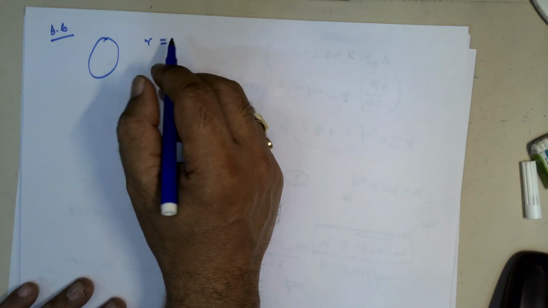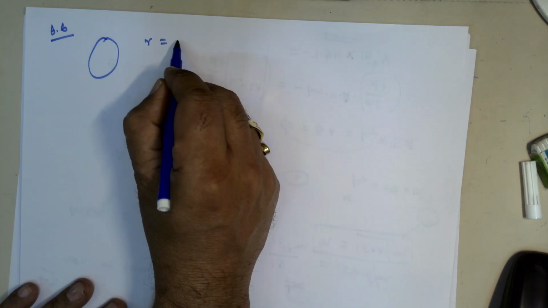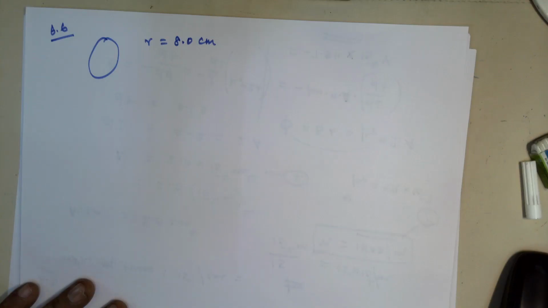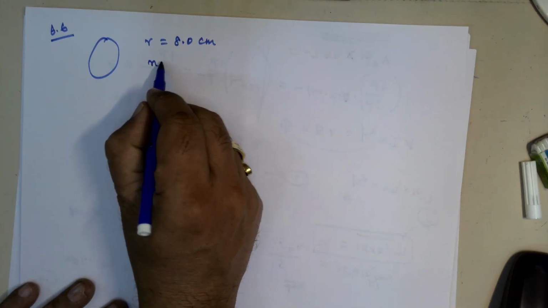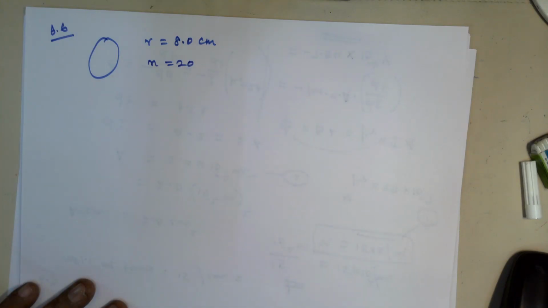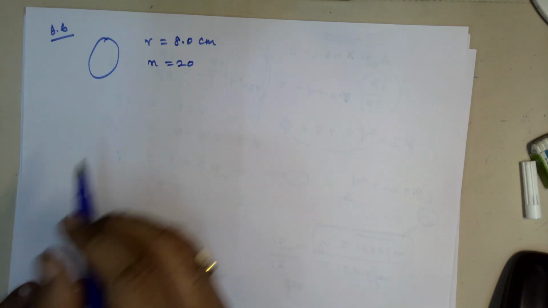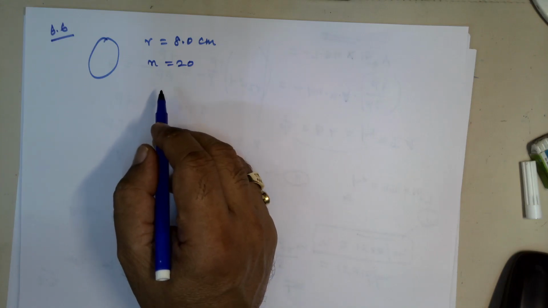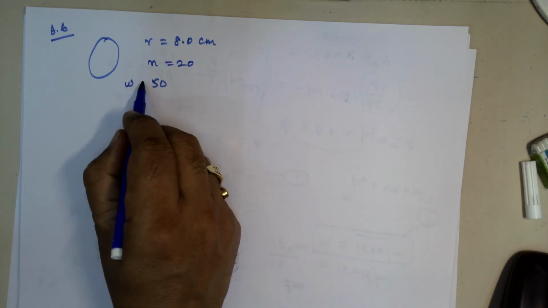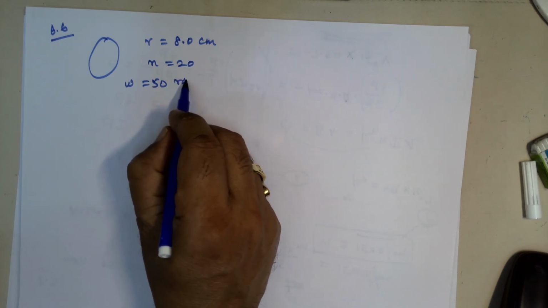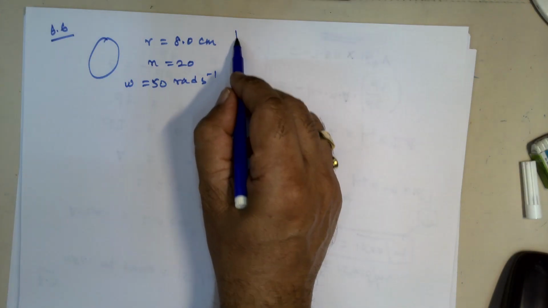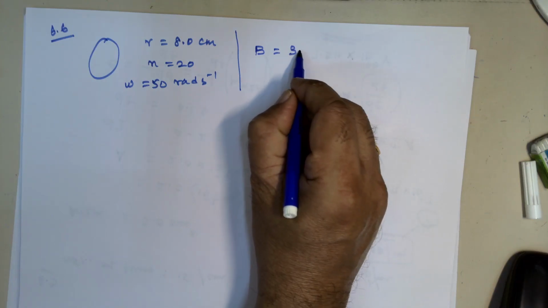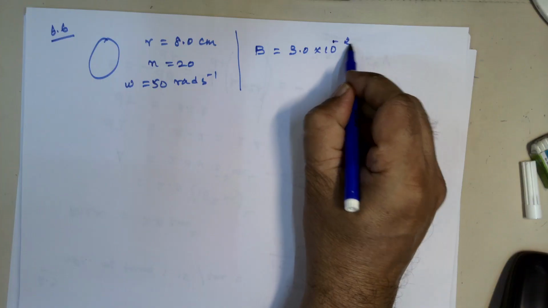A circular coil of radius 8.0 centimeter and 20 turns is rotated about its vertical diameter with an angular speed of 50 radian per second in a uniform horizontal magnetic field of magnitude 3.0 into 10 power minus 2 Tesla.